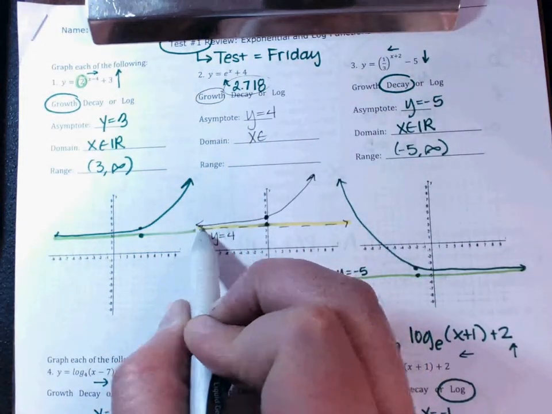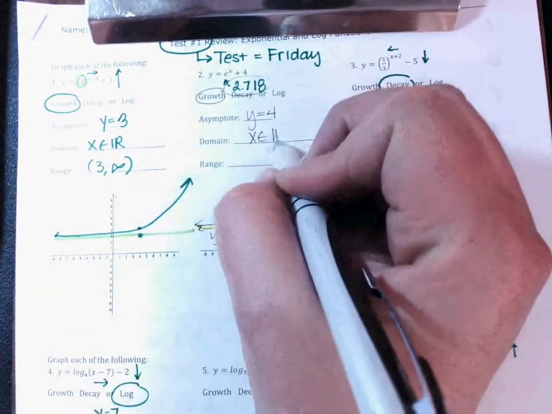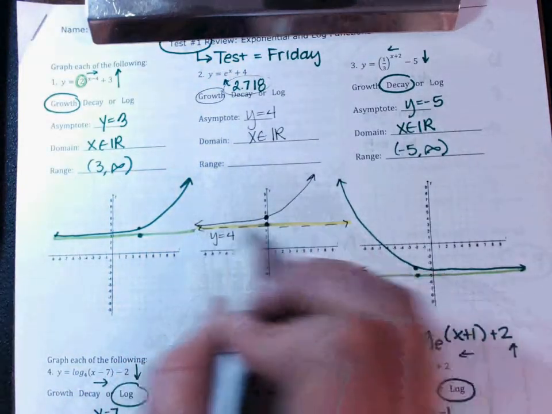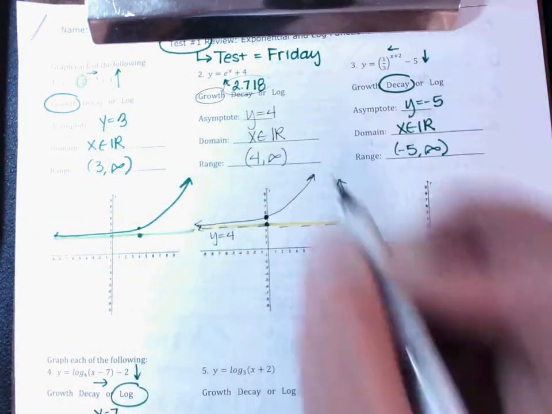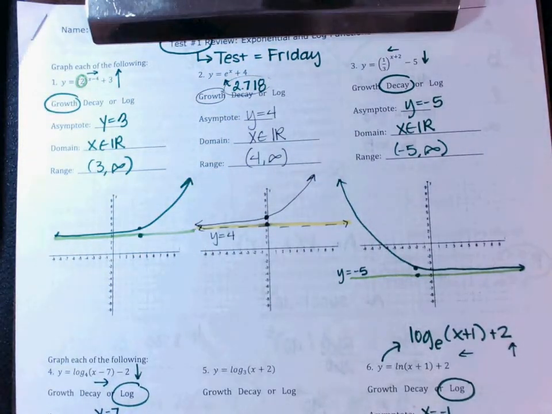Yep, because this side goes back, that side goes forward. And then your range would be from 4 till infinity, because 4 is the lowest it can go. It can't go down to negative infinity because of the asymptote. Good?